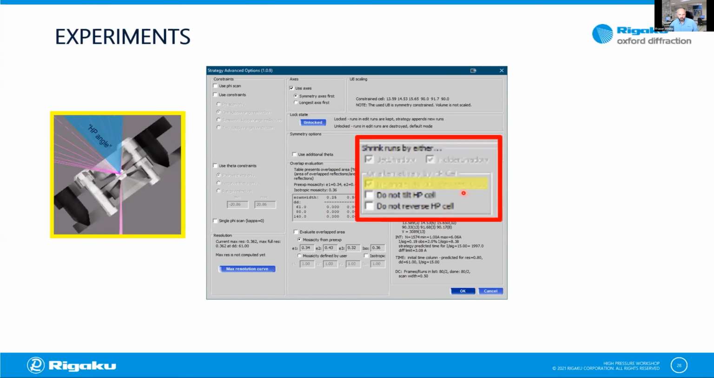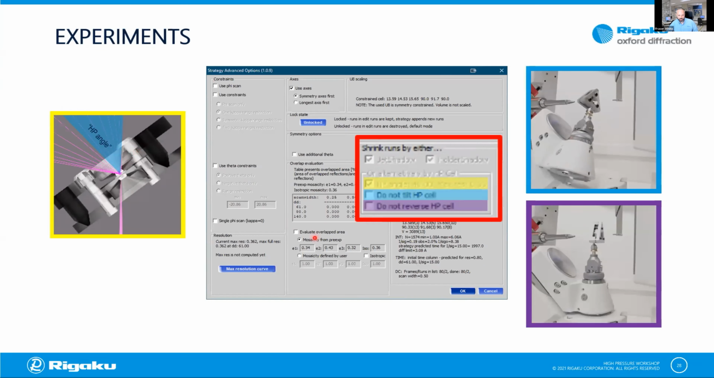So in our strategy module, we also have consideration for these things. So again, this is what the opening angle is defined as. This is the half opening angle. So this is the number that you want to put into the software. In the majority of cases, I imagine that will be 40, but it depends on the cell that you've got.